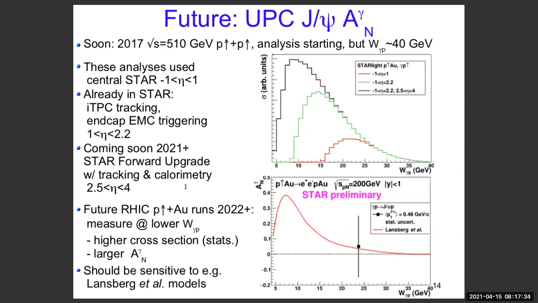So at future RHIC runs, starting next year, this winter, we will be able to measure at lower W, where we expect a larger asymmetry, and also higher statistics, simply because the cross-section is bigger down here. So we should be able to get sensitivity to, for example, the model of Landsberg et al.